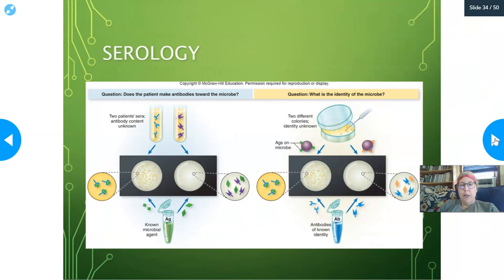Okay, so serology can help you answer a couple of questions. So for one, this one question would be, for example, does a patient make antibodies towards a microbe? Okay, so that's the first question. And so in this little diagram here, you have two patient samples, one with the little blue antibodies, one with the little purple antibodies. And then you have a known microbial agent. So let's say our patient case, Cryptococcus neoformans. So this is our patient here. This is a different patient and that doesn't have Cryptococcus, okay? And then this is an antigen of Cryptococcus neoformans.